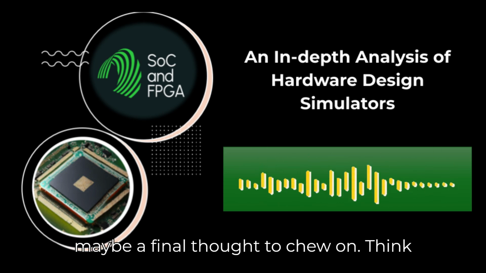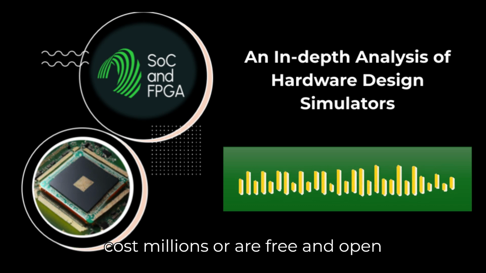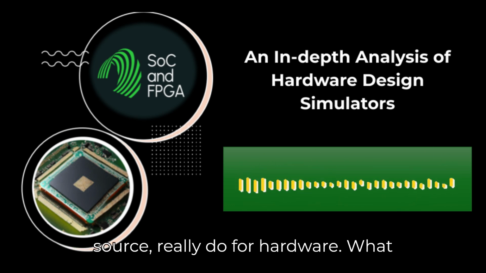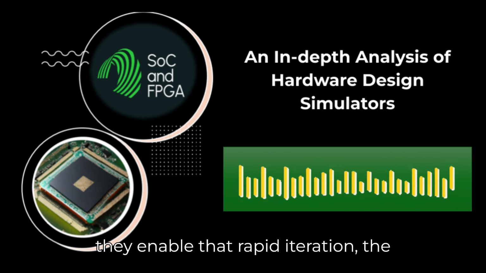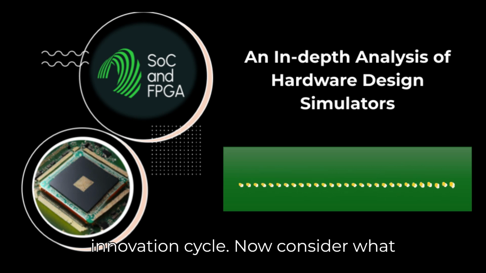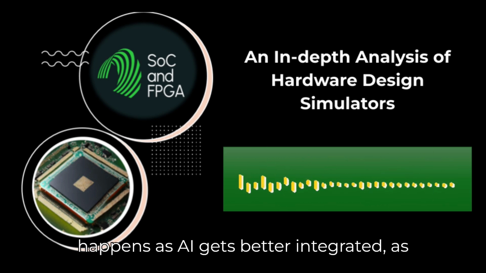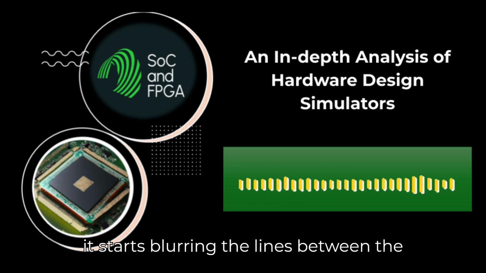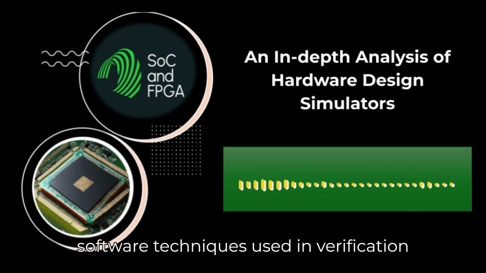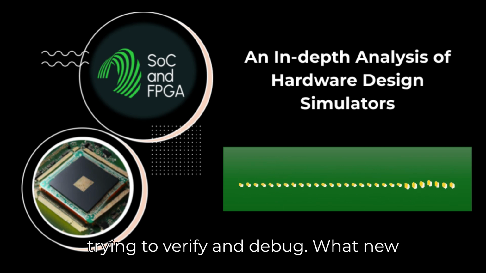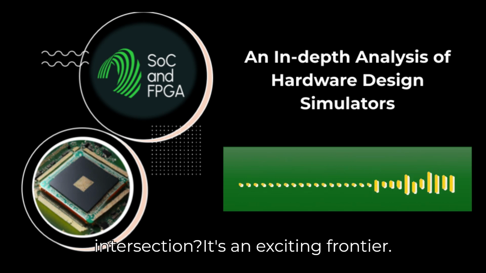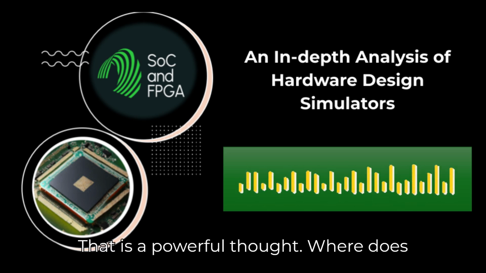And here's maybe a final thought to chew on. Think about how these simulators, whether they cost millions or are free and open source, really do for hardware what compilers and debuggers do for software. They enable that rapid iteration, the innovation cycle. Now consider what happens as AI gets better integrated, as it starts blurring the lines between the software techniques used in verification and the hardware those techniques are trying to verify and debug. What new capabilities might emerge from that intersection? It's an exciting frontier. That is a powerful thought.